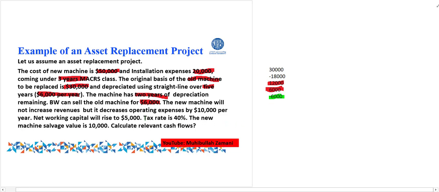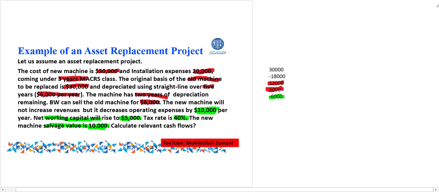Next, because of the new project, revenue does not increase, but operating expenses decrease by 10,000. A decrease in the expenses is itself also a profit. Tax rate is 40%. Working capital also increased by this amount, as mentioned. At the end, the new project itself, not the old project, can be sold for 10,000. So now let us apply it in the formula and calculate it.